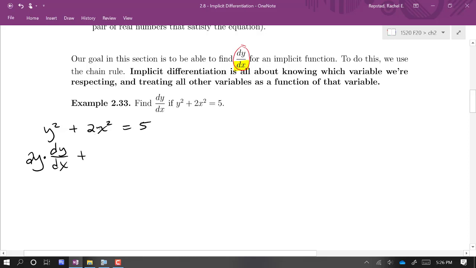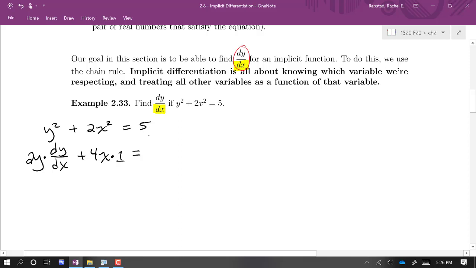Our next term, 2x squared, we'll take that derivative. We get 4x times, well, the derivative of x is just 1. Normally, if we're differentiating and we encounter the variable that is the same as the one we're respecting, we just understand that there's no chain rule, no implicit chain rule, that we have to worry about. Here I've just decided to write the times 1 to show it out, but a lot of the times we'll leave out that times 1.